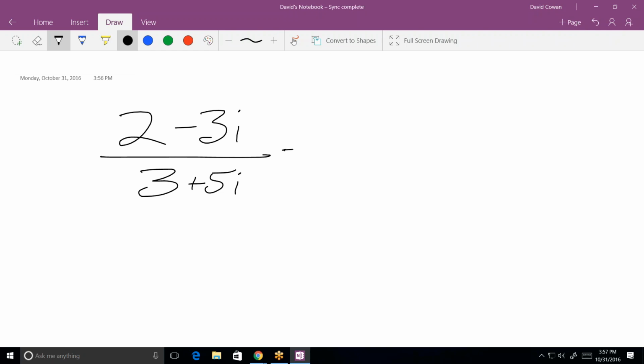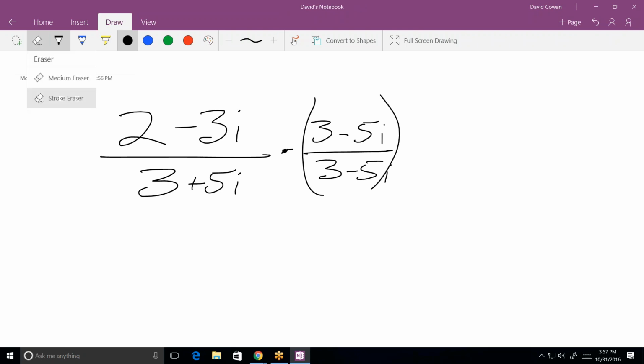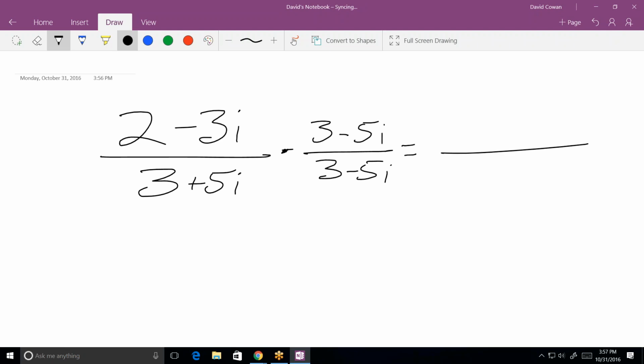So multiply by the conjugate, so that'd be 3 minus 5i. Make sure you always say multiply top and bottom. In other words, I can't multiply the bottom by that. That's changing the value of the fraction. But I can take any fraction and multiply it by the number 1, and that is the number 1. Okay, so you can always multiply fractions by the number 1 and you don't change their value. Okay, what do you get in the bottom?